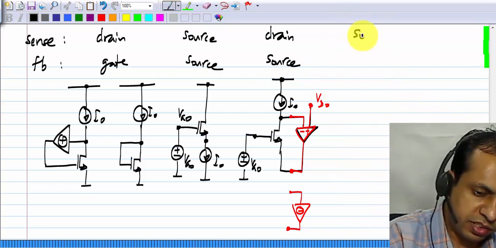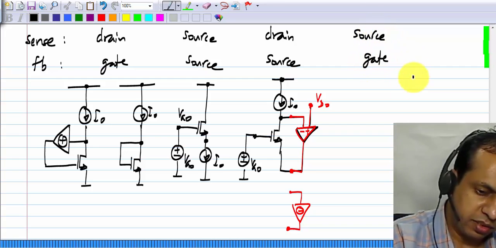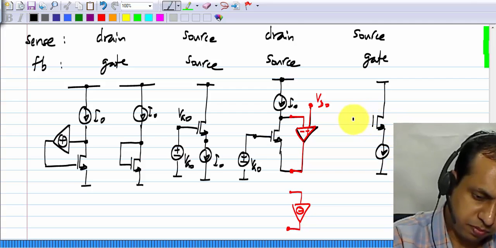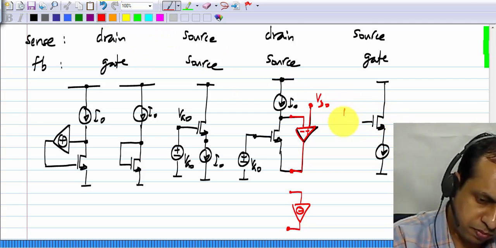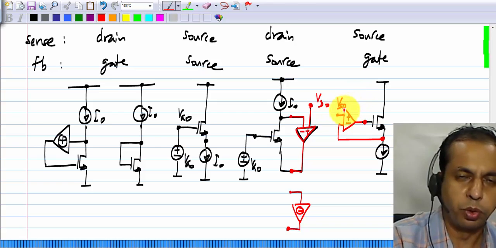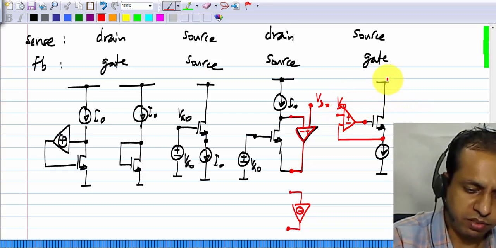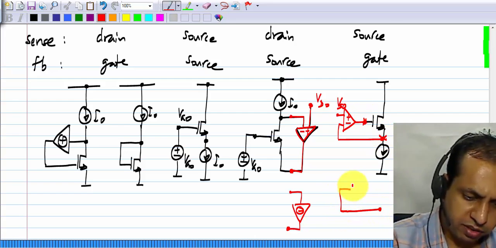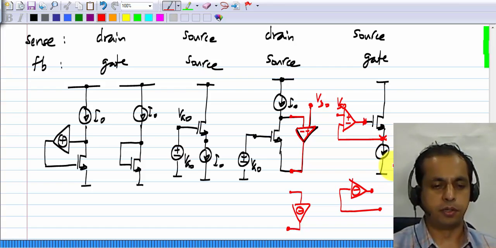And lastly, we sensed at the source and fed back to the gate, and the circuit looked like this. This is the example that we took, and this I call Vs0. So that means that it is connected to a voltage source of value Vs0, or it's somehow biased at Vs0. And in general, circuitry from there to there can be any circuit with a negative incremental gain. So that's the idea.